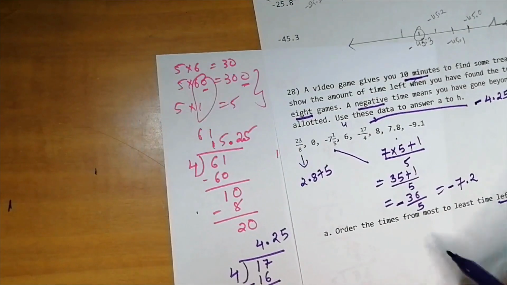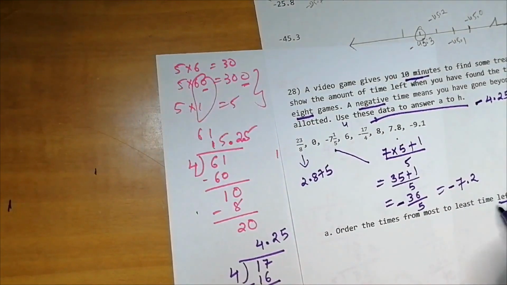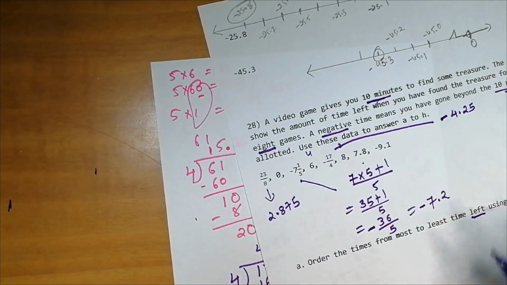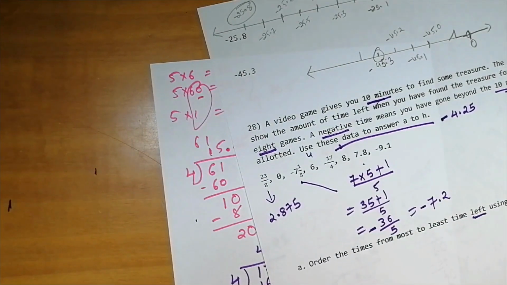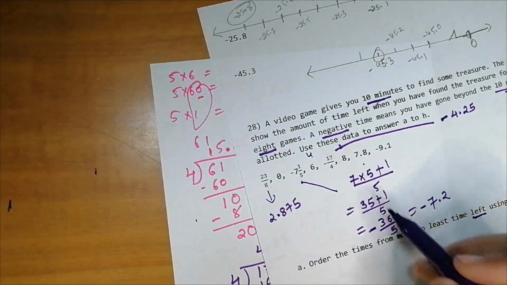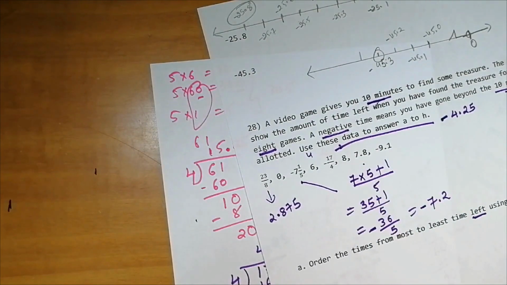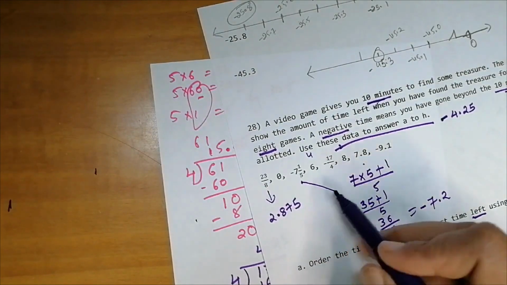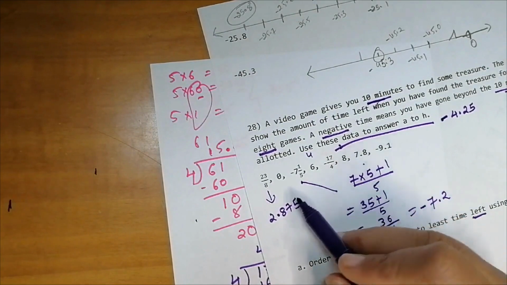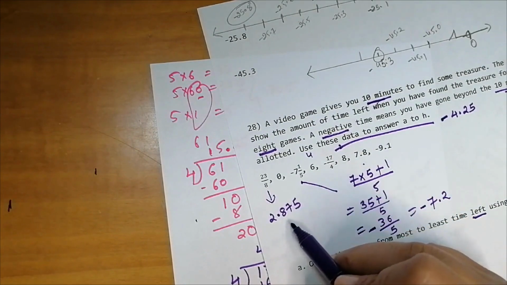Now we are asked to order the times from most to least time left. Again, these all are the time left, right? From most time left. So of course your positives will come first because negative means you have already gone beyond 10 minutes, okay? So let's start arranging them. So what are the numbers that we have here? If you say these are the times left, right? So this is 2.875.